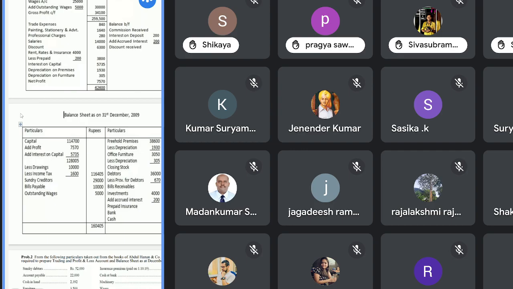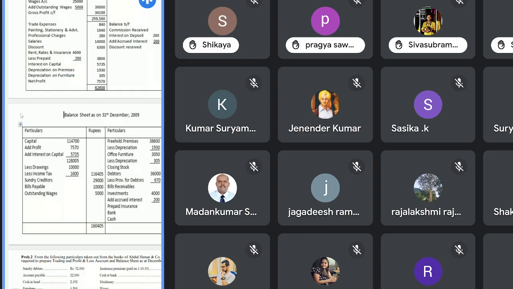So income tax, either you can deduct it from the capital, or if you are not deducting, before finding out the net profit, you can show it in the profit and loss account debit side also. That is also correct. There is nothing wrong in it.